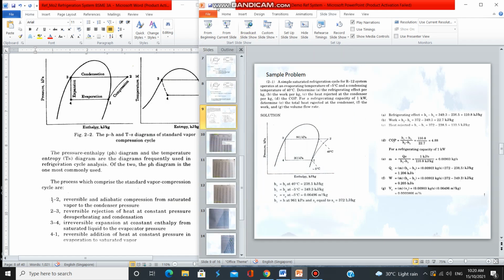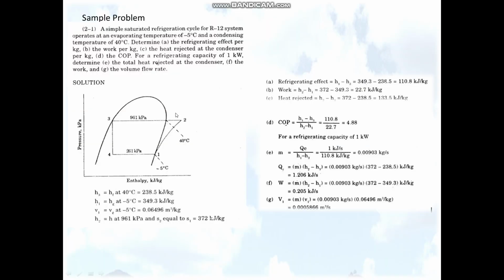Okay, now we will continue. After we get the value of enthalpy, H1, H2, and H3, we can now calculate the refrigerating effect, which is H1 minus H4 or H1 minus H3.